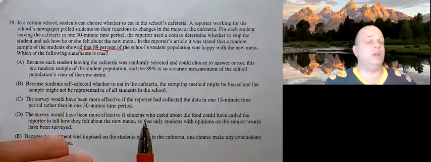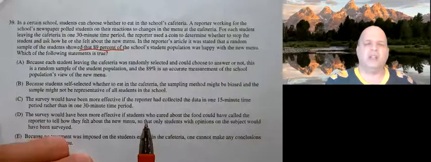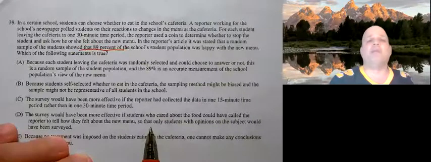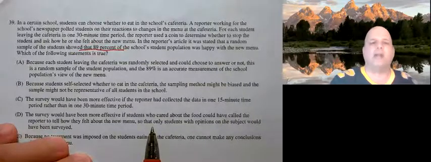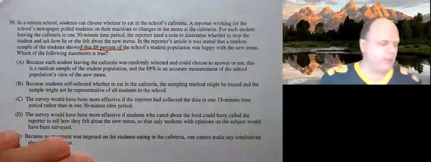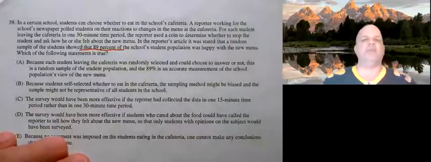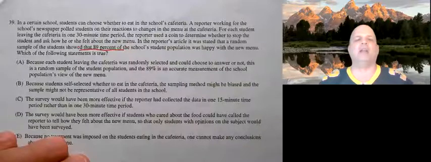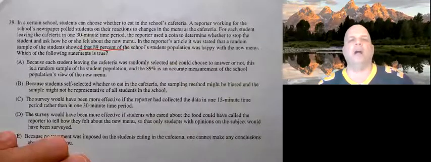Now let's talk about this real quickly. Did he do a random sample? Yes, he did. Did he do a random sample of the entire school? No. He actually did a random sample of those in the cafeteria. All right. So that might have an impact on this. Because each student leaving the cafeteria was randomly selected and could choose to answer or not, this is a random sample.